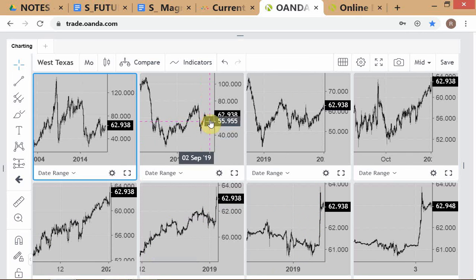Okay, so if you look at this particular chart, this is the weekly chart. Here you can see the same level that I pointed out, this 67 level. This same level is the same as this one here.